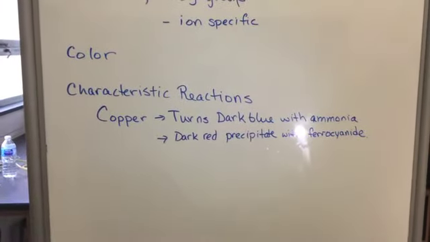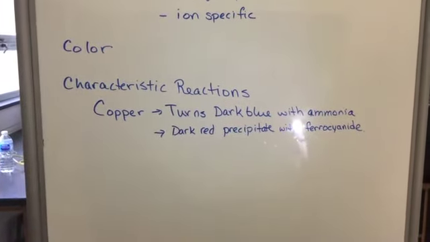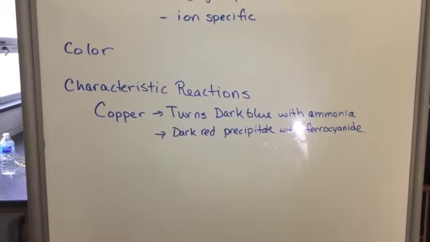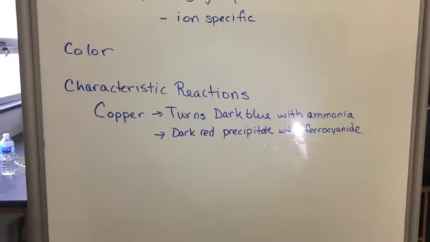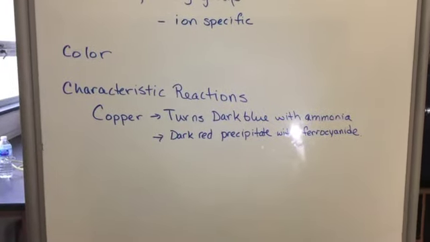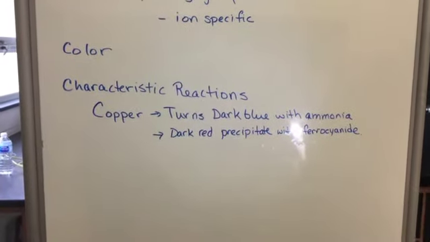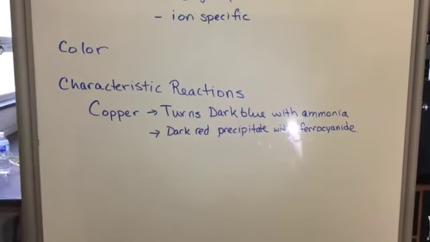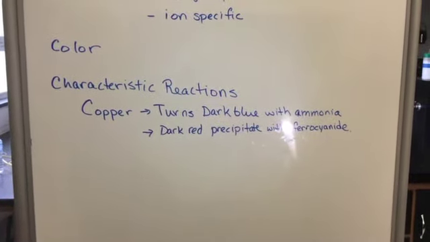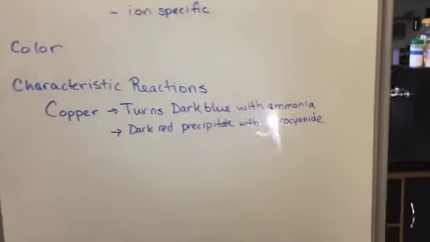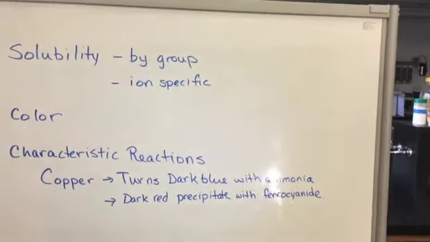Characteristic reactions are reactions with a specific compound that does something unusual that is not unlike other ions. For example, copper is often a light blue color in solution, but in the presence of ammonia, it turns a very dark blue, even at very dilute concentrations. It also will form a dark red precipitate when it is in solution with ferrocyanide.